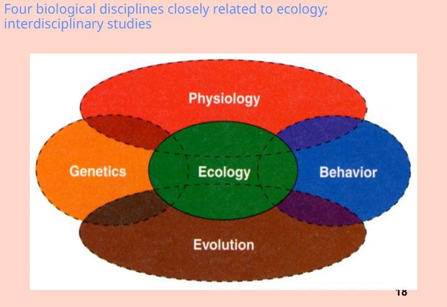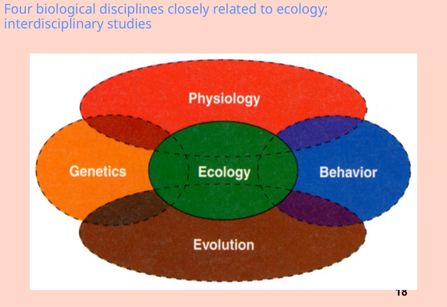These are interdisciplinary studies, meaning they overlap and complement each other to give us a fuller understanding of life and its interactions. First, we have genetics, which helps us understand how traits are inherited and how populations adapt over time. Next is physiology, the study of how organisms' bodies function, which is crucial for understanding their survival and responses to environmental changes.